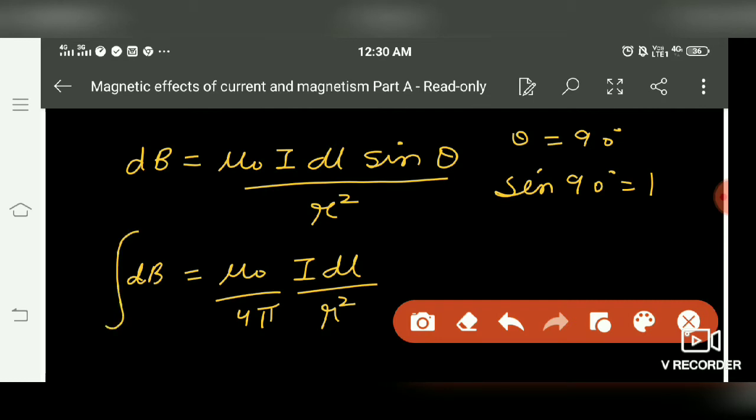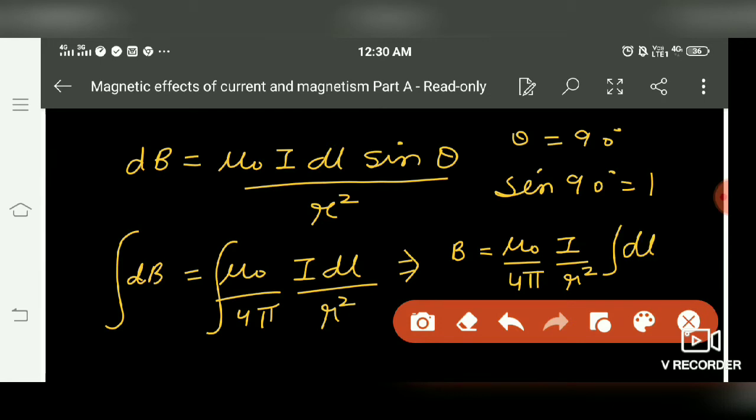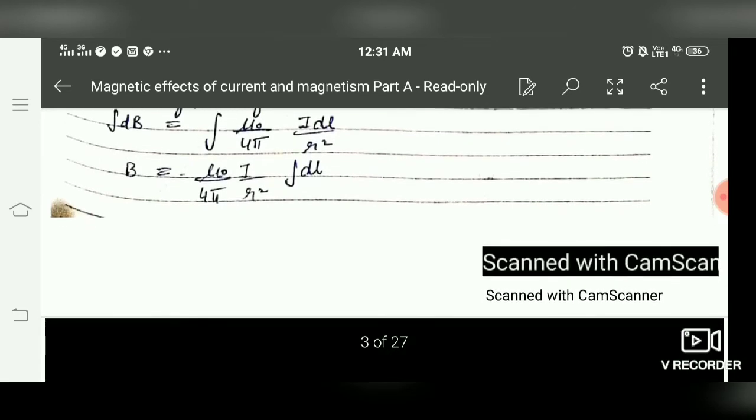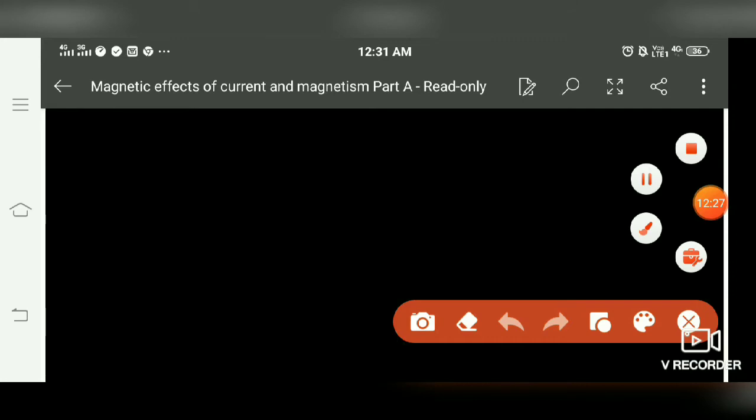If we want to find the total magnetic field, we will take integration. Total integration will give the total field B. Mu naught is a constant and 4 pi is a constant, so they come outside the integration. I is constant here, and r square is also constant. So we get the integration of dl. The integration of dl means the circumference, which is 2 pi r.